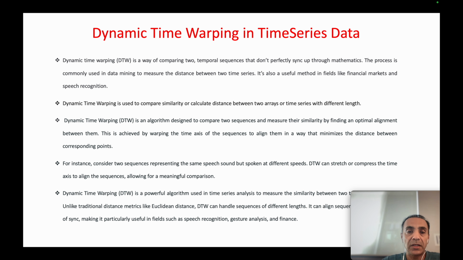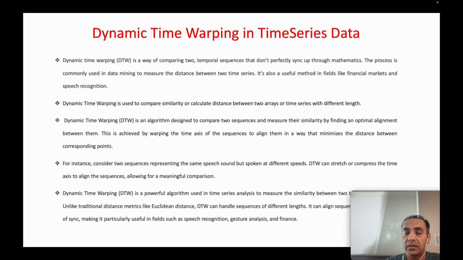Dynamic time warping is an algorithm designed to compare two sequences and measure their similarity by finding an optimal alignment between them. This is achieved by warping the time axis of the sequences to align them in a way that minimizes the distance between corresponding points. And that distance is usually the Euclidean distance.